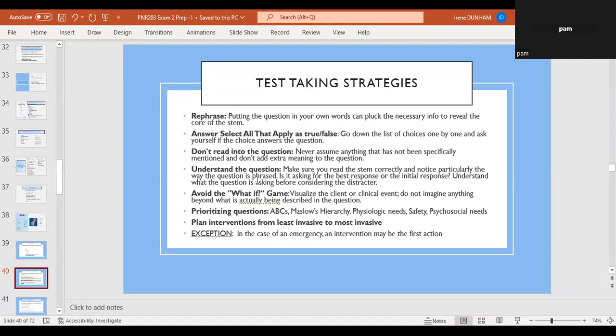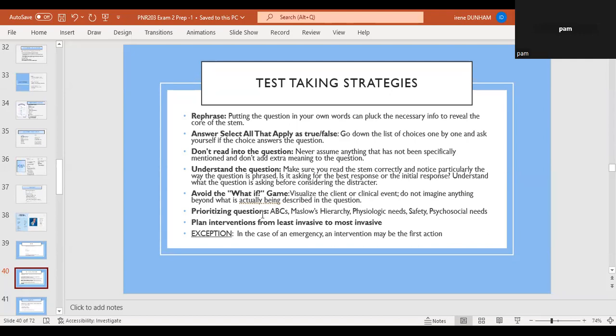Now, avoid the what if. Don't read into it. That's called a what-if game. Visualize the client or clinical event. Do not imagine anything beyond what's actually been described in the question. That's really big because a lot of students do that and they'll go, well, what if? I say, well, that's not what the question's asking you. So remember that little statement: what's the question asking you?